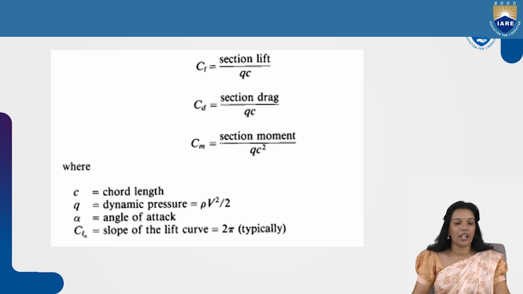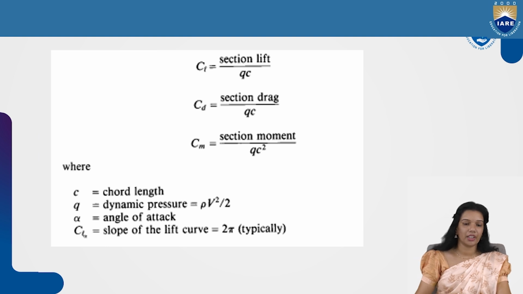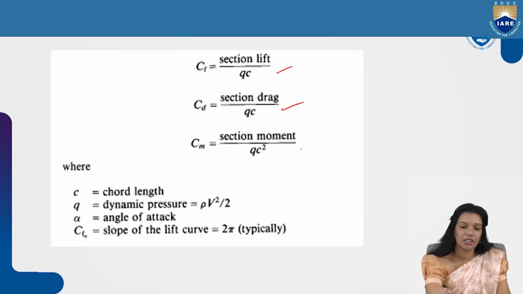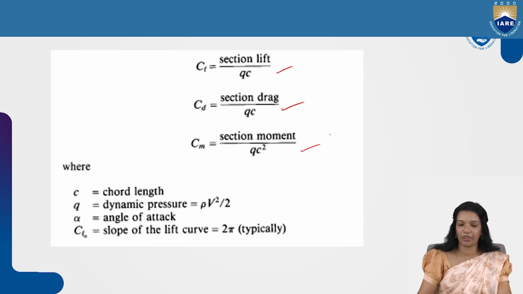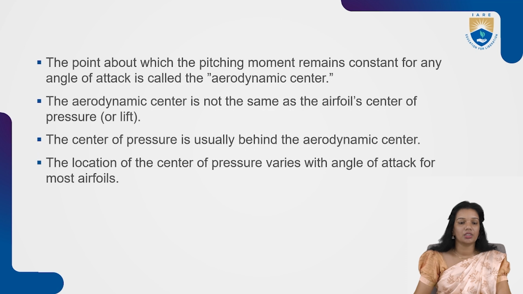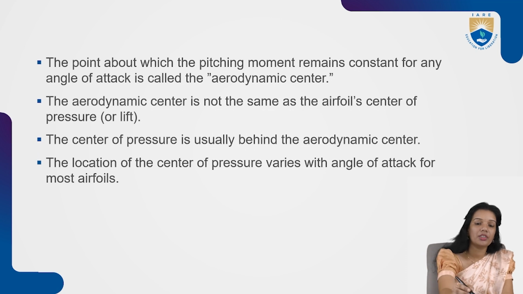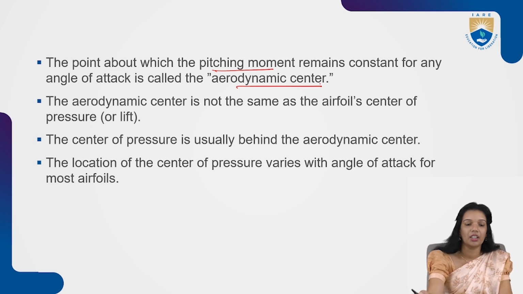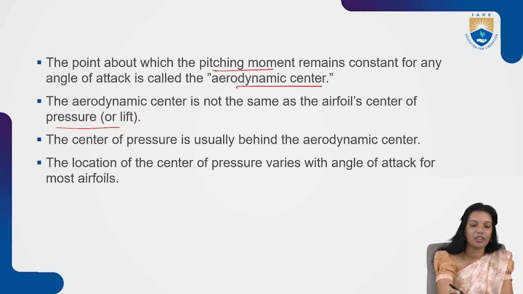Okay, alpha we know is the angle of attack. So CL is the section lift over QC, CD is the section drag over QC, and CM is the section moment over QC squared, right? The point about which the pitching moment remains constant for any angle of attack is called the aerodynamic center. The aerodynamic center is not the same as the airfoil center of pressure or lift. The center of pressure is behind the aerodynamic center.